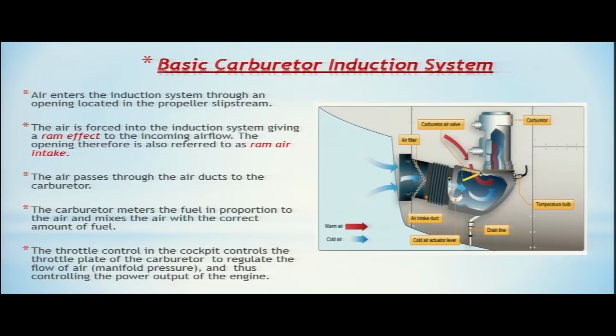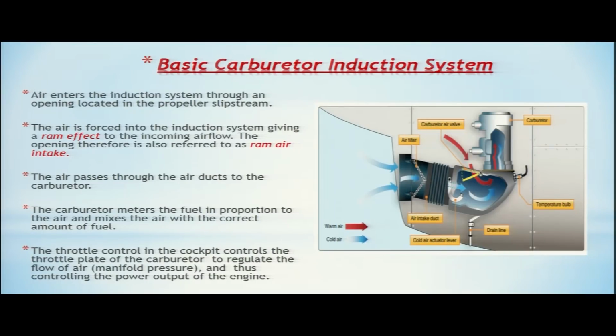The air passes through the air ducts to the carburetor. Now this air has entered through this opening and it is routed through these ducts to the carburetor. Here you can see this is your carburetor. The carburetor meters the fuel in proportion to the air and mixes the air with the correct amount of fuel. So what is the purpose of the carburetor? The carburetor will meter the fuel in proportion to the air.